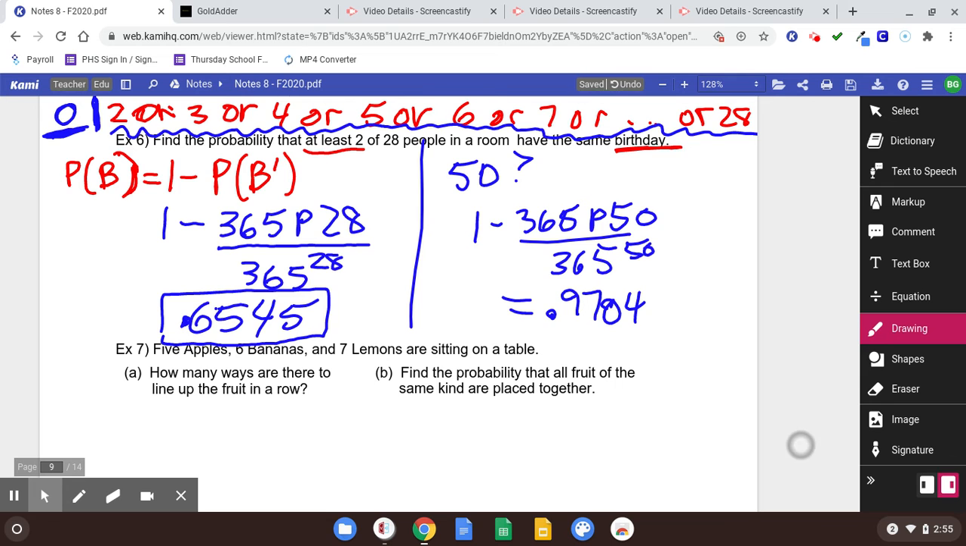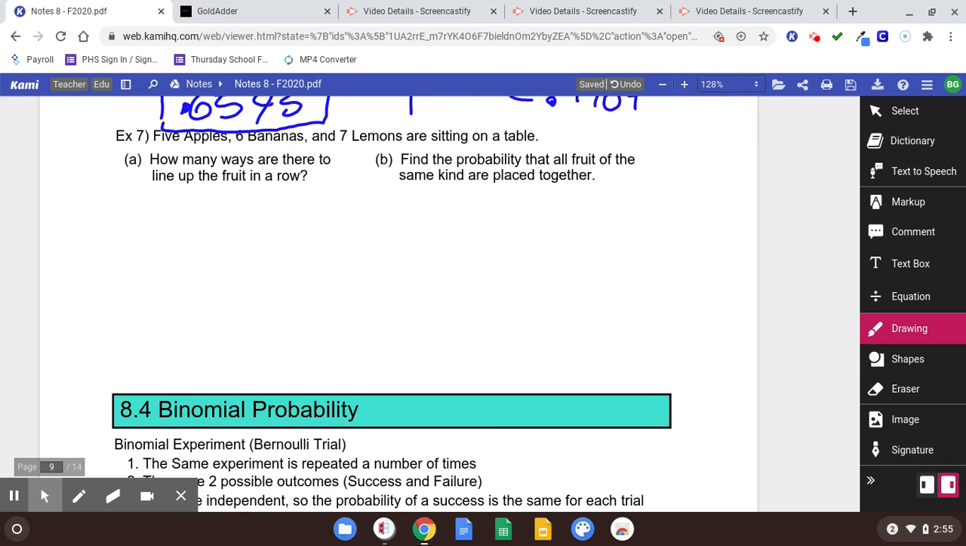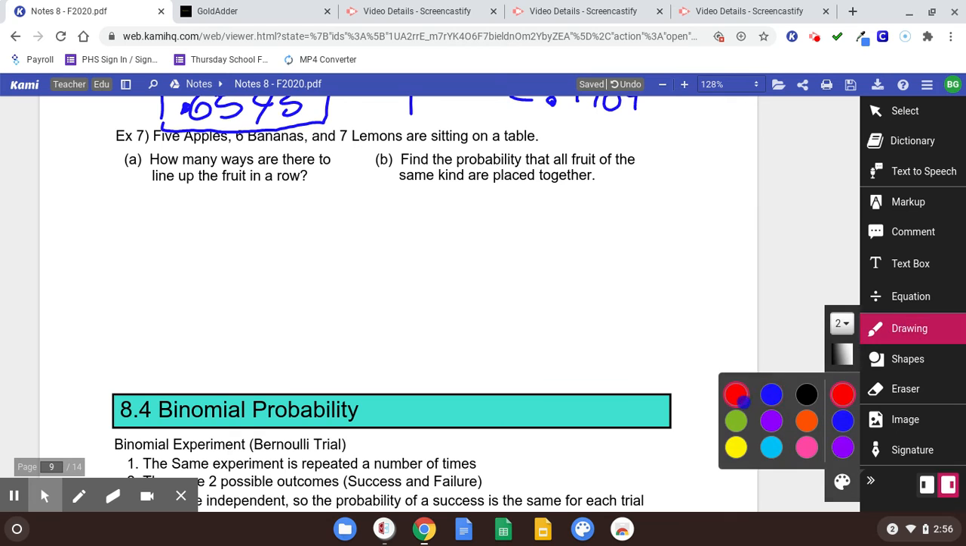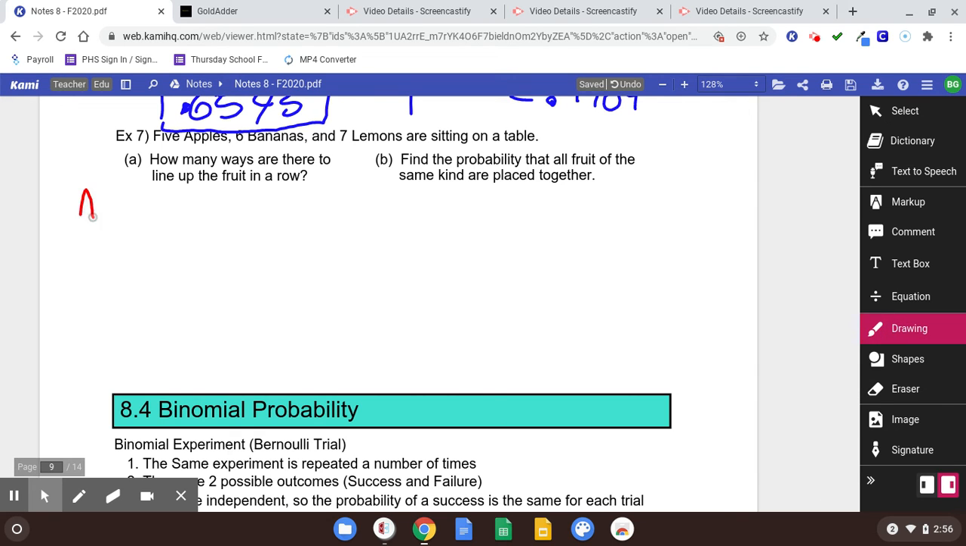All right, let's move on. Last one. 5 apples, 6 bananas, and 7 lemons are sitting on a table. How many ways are there to line up the fruit in a row? So we've done this problem before. You've got 5 apples and 6 bananas and 7 lemons. How many ways to line up the fruit? How many ways of shuffling the fruit?